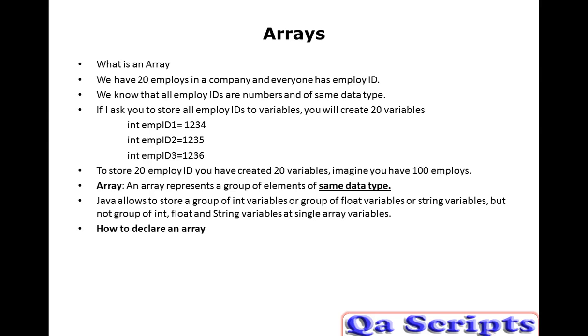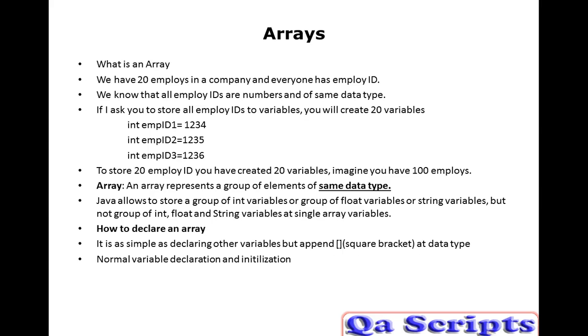How to declare an array? It's as simple as declaring other variables, but we have to append square brackets to the data type. Let us look at normal variable declaration and initialization. How were we declaring and initializing the variable? Here is the way. Int, that is the data type, and the variable name, that is a, equals 12. Here I have assigned the value 12 to variable a. This is a normal declaration of a variable as well as initialization of the variable.